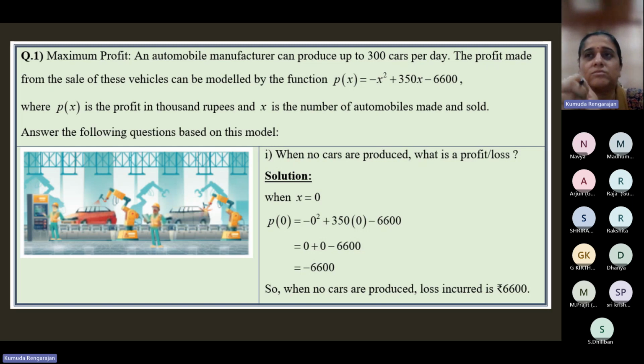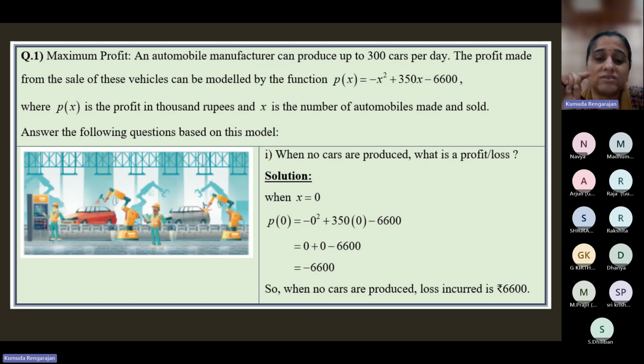So there are some fixed expenses which every business has to meet, irrespective of producing or not producing, profit or loss. So when no cars are produced, what is the profit or loss? It's not that you can answer straight away that no cars are produced, so there is no profit or loss. It's not like that. When no cars are produced, what is the profit or loss?